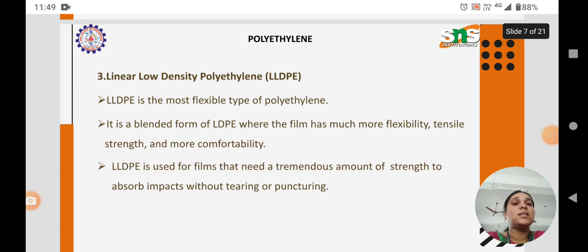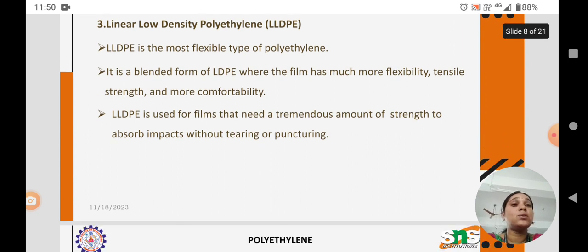The linear low density polyethylene, that is LLDPE, is the most flexible type of polyethylene. It is blended from LDPE, where the film has much more flexibility and tensile strength. The LLDPE is used for films that need a tremendous amount of strength to absorb impacts without tearing or puncturing. So it has wide applications.